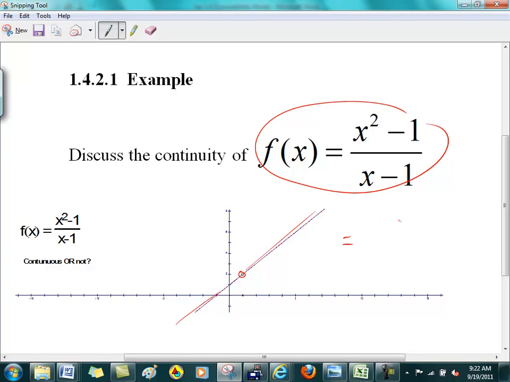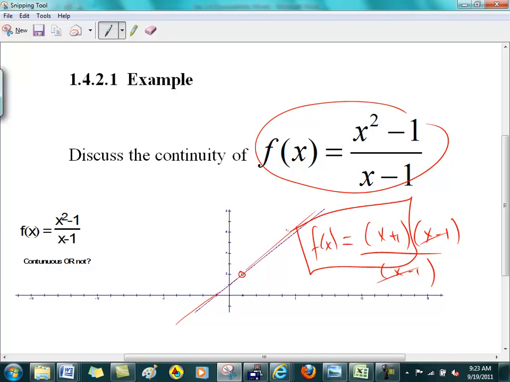Give me factors. x plus 1 times x. So you can see that by canceling this, you've removed the discontinuity, because the graph then looks like a straight line equation, isn't it? f(x) equals x plus 1, which is a straight line. So you can redefine this function as f(x) equals x plus 1 everywhere except x equals 1. And at x equals 1, you will define the function as equal to 2, which is this number here. That's 2.